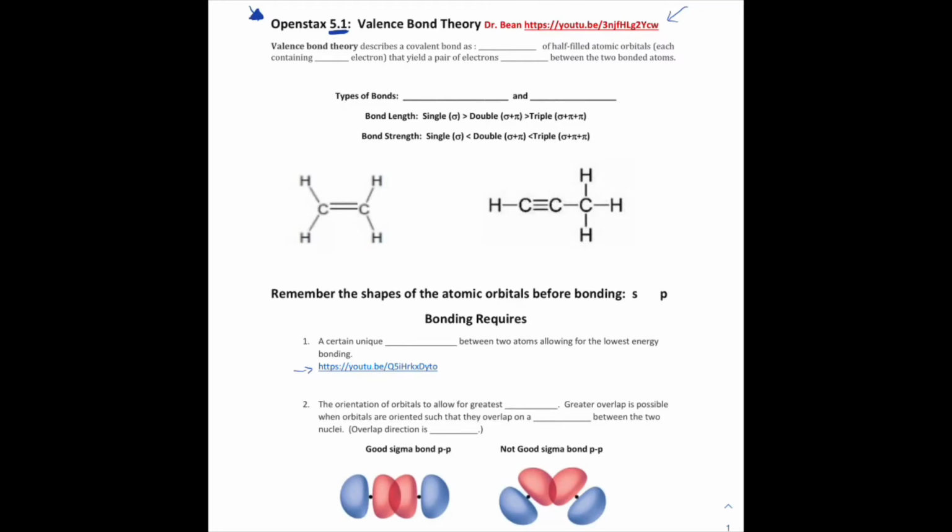So we have this thing called valence bond theory. And this is one of those things where you have a theory and then they keep upgrading it as the years go by. But valence bond theory describes a covalent bond as an overlap of half-filled atomic orbitals. And the key word here is overlap. I've got a picture to show y'all in a second. Of half-filled atomic orbitals, each containing 2 electrons. Now you already knew that they contain 2 electrons.